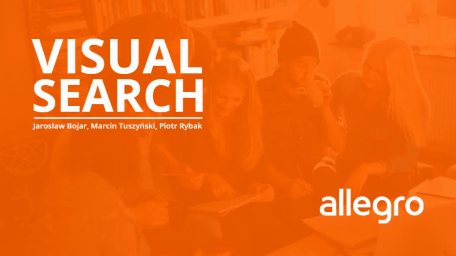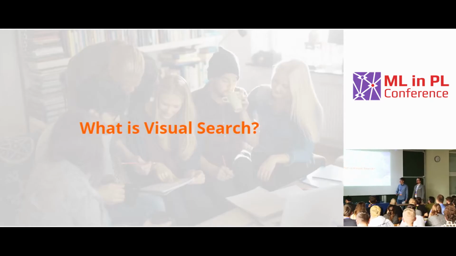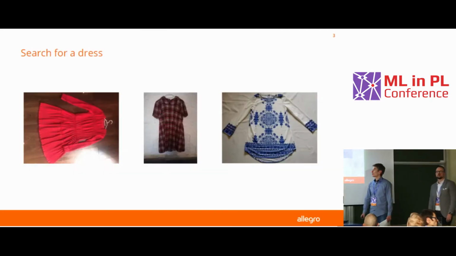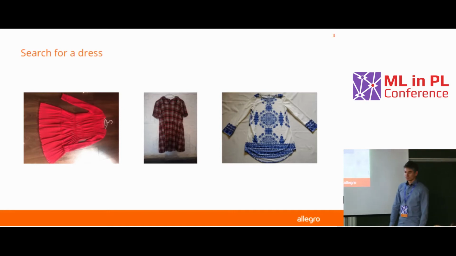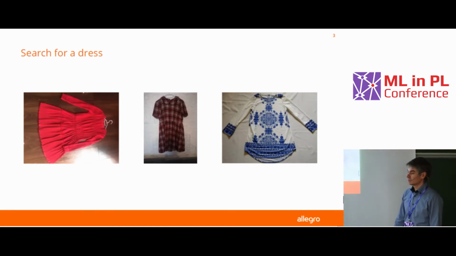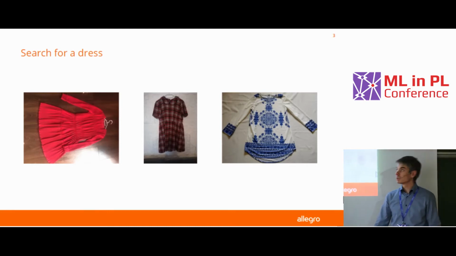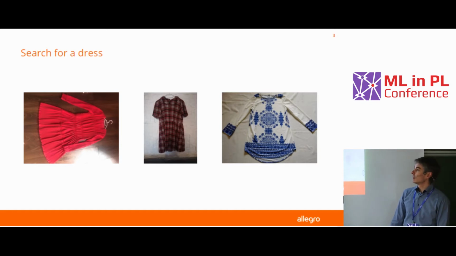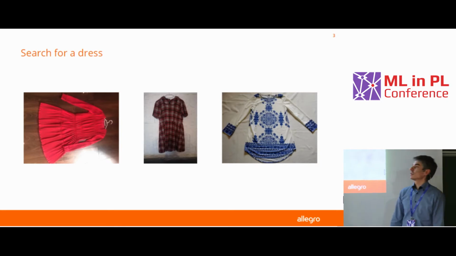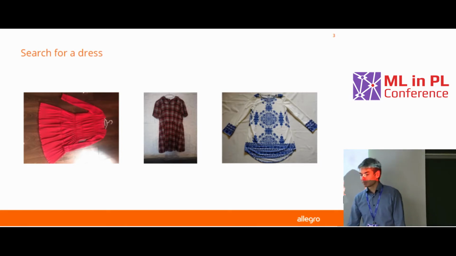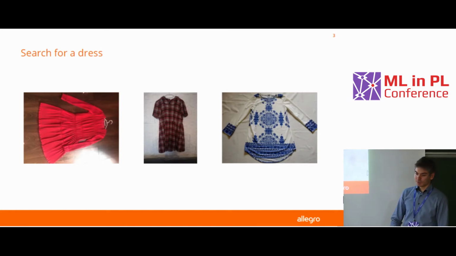So let's begin with the question, what is visual search? Let's imagine that you want to buy a dress on Allegro, but you only have its picture. For example, a friend asked you, buy me this dress, because I don't have an account on Allegro, and could you help me? So I would like to answer, just sign up, it's easy, but in the end, I'm trying to help and trying to find this dress on Allegro.